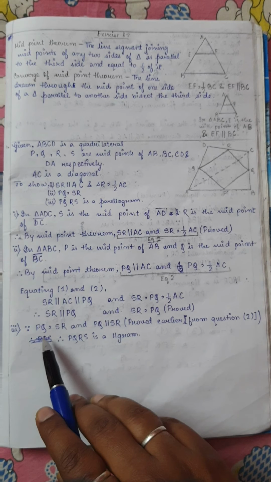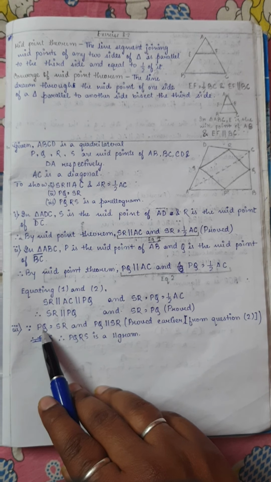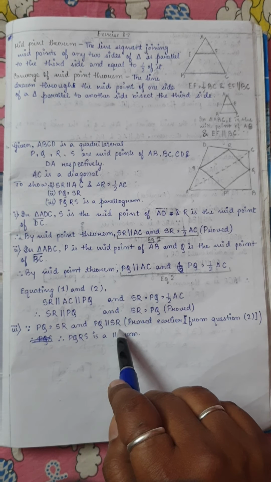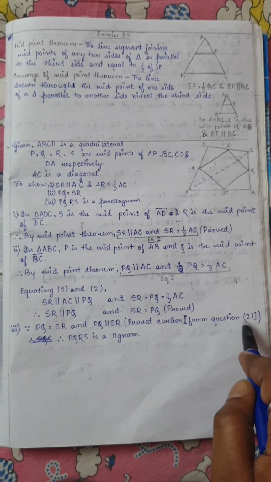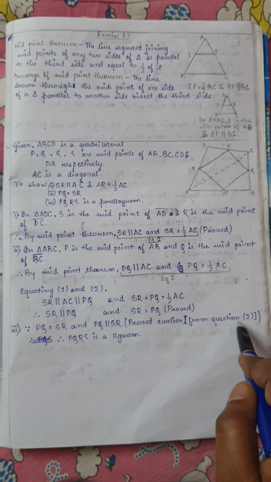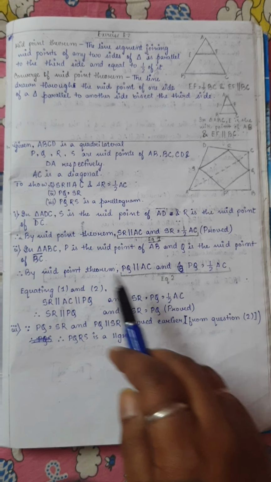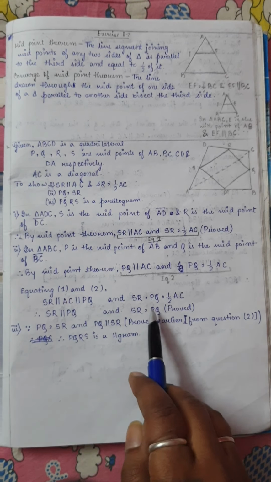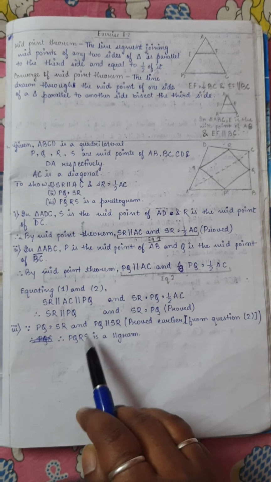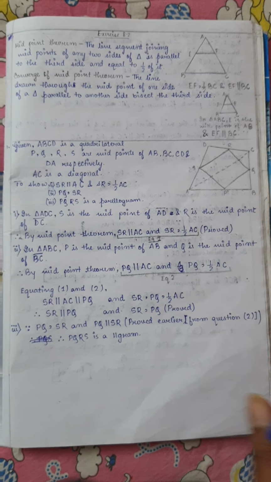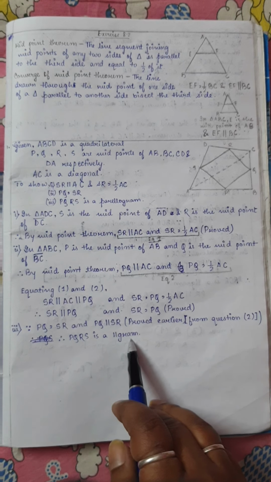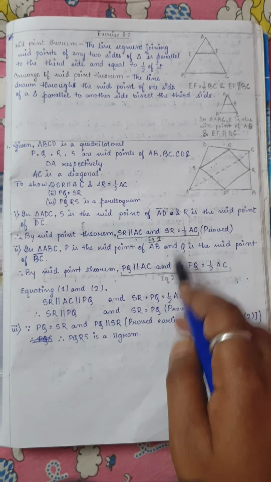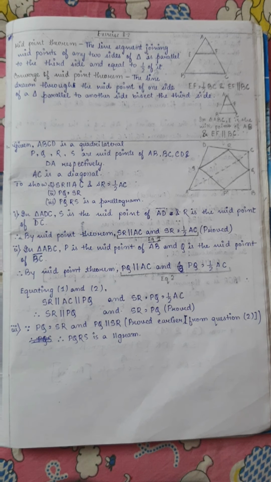Okay. Now PQ is equal to SR and PQ is parallel to SR, proved earlier from equation 2, proved earlier from question number 2. From question number 2 I have proved this already, and now from all three equations we can prove PQRS is a parallelogram. The final question, PQRS is a parallelogram, is also proved. Okay, the question is solved.